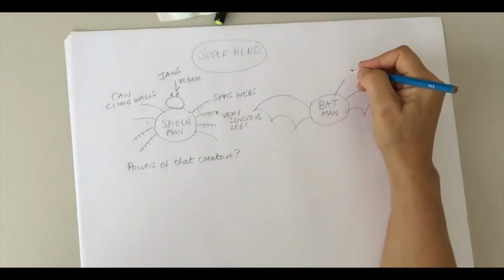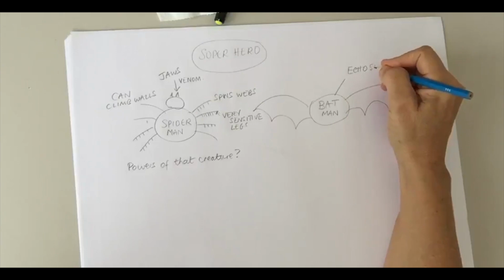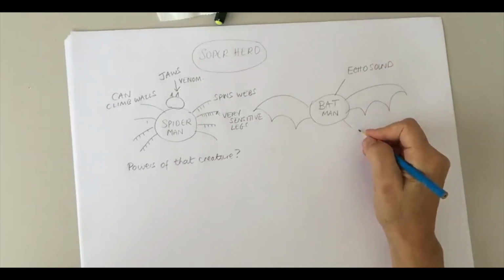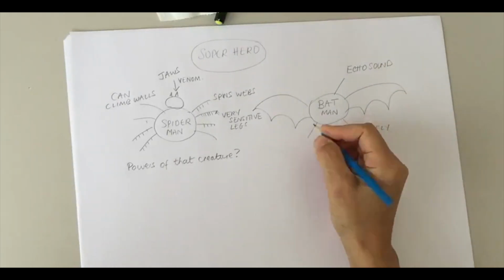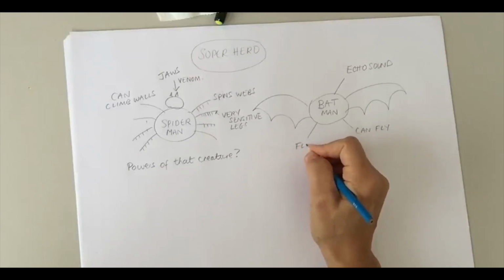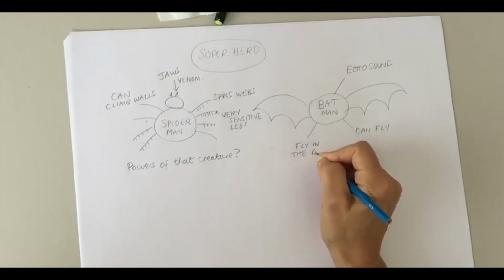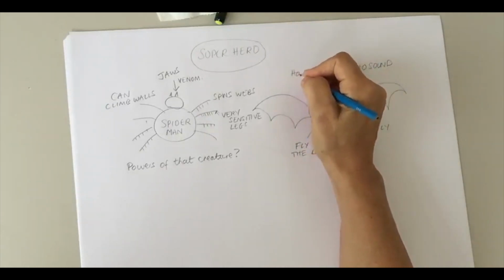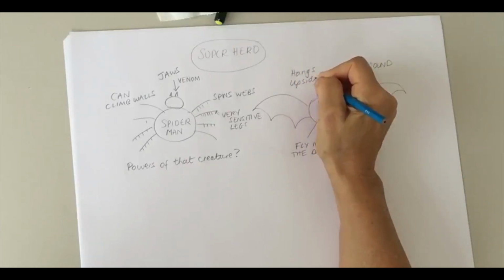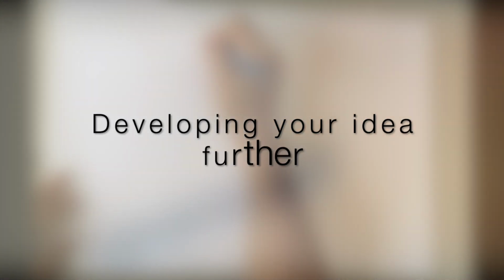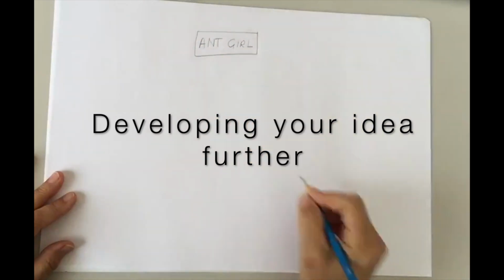Next one, Batman. Now, Batman wasn't actually stung by a bat like Spider-Man was, but they've taken some of the features of a bat, such as echo. They can detect echo sound, they can see in the dark. Well, they can not see, but they can detect echoes and such like. Now, you're going to take it a step further.